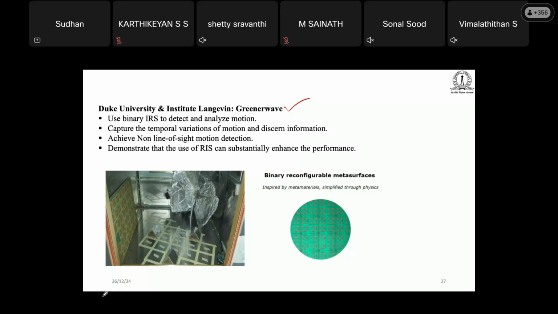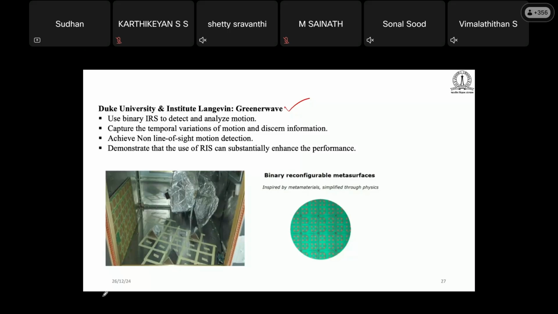You can purchase it there, but it is very costly. But I think in India also, some institutions have already built it, mainly for test bed purposes, not for commercial deployment. So this is the status of IRS.